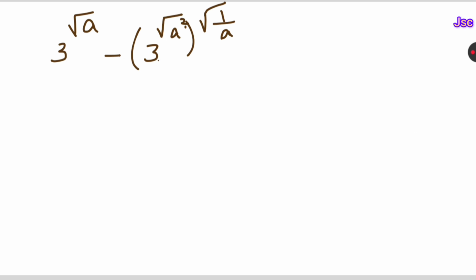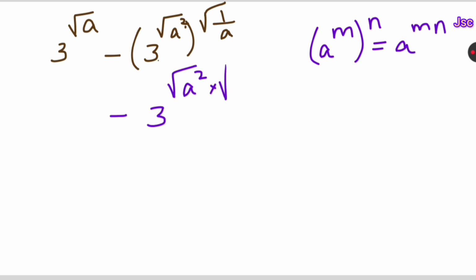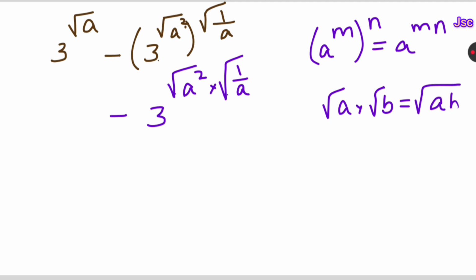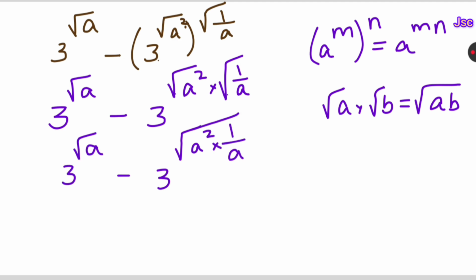Now 3 raised to the power of the square root of a squared, whole raised to the power of the square root of 1 over a, is in the form a raised to the power of m, whole raised to the power of n. So we can write this as a raised to the power of m times n, with the square root of 1 over a. Here we have a square root and here a square. The square root of a times the square root of b can be written as the square root of ab. So we can write this term as 3 raised to the power of the square root of a squared times 1 over a. The denominator a and the numerator a cancel, so you are left with only 3 raised to the power of root a.